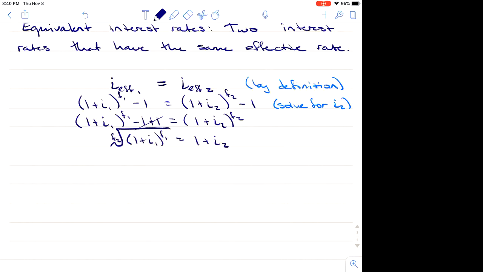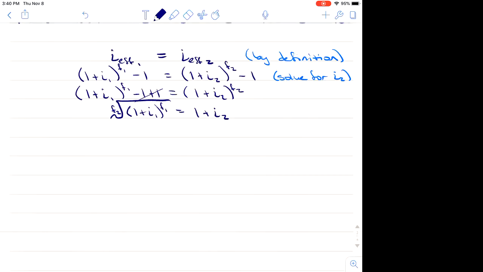It's okay, we have our exponent rules that we can use. So we know that to take the F2th root, we would take (1 plus I1) to the power of F1, to the power of 1 over F2. So we would have (1 plus I1) to the power of F1 all to the power of 1 over F2, because that's the trick that we use to take any root of whatever we want, is 1 plus I2.